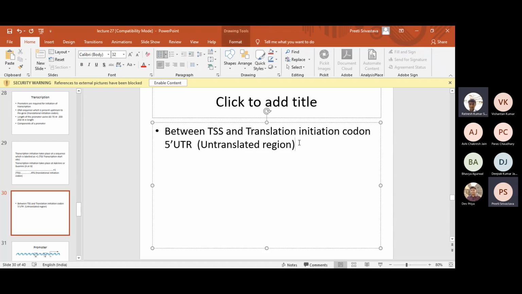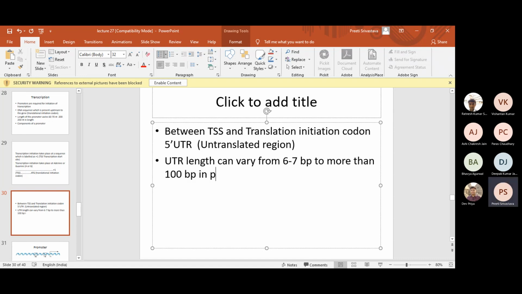Is it clear? Yes, ma'am. In prokaryotes, untranslated regions are very short, like in E. coli. Untranslated regions in eukaryotes may be long. No, let's not generalize this. So the UTR length can vary from 6 to 7 base pairs to as long as more than 100 base pairs in prokaryotes. In eukaryotes also it is longer.